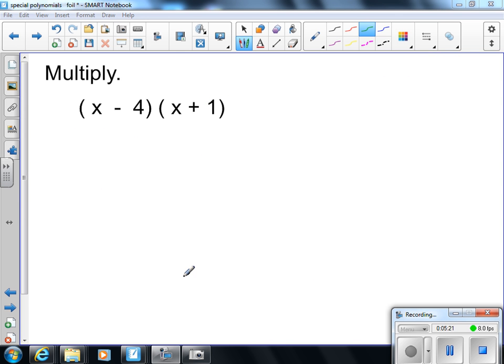All right, let's have you try this one. Let's multiply. This is a binomial times a binomial. So when you recognize that it's a binomial times a binomial, you know that you're going to use what? FOIL. Okay, go ahead and try this. When you think you have a solution, you have it multiplied and simplified, raise your hand, I'll check you, and then you can check your partner, please.